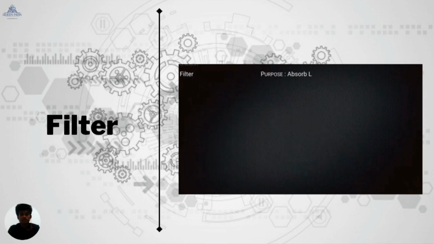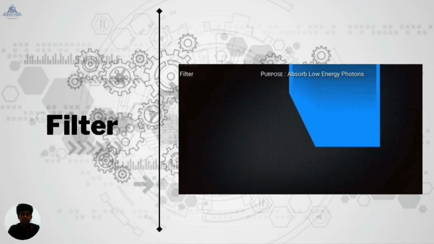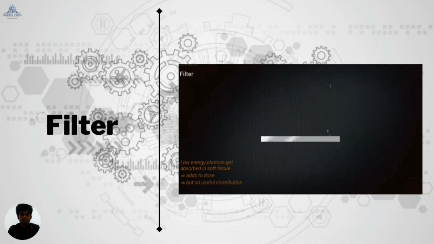Here, the purpose of the filter is to absorb the low energy photons. We know that for producing X-rays, higher energy photons are required. During the X-ray production process, lower energy photons are also produced. So, to remove the lower energy photons, a filter is used. The filter which we have used here is an aluminum sheet.